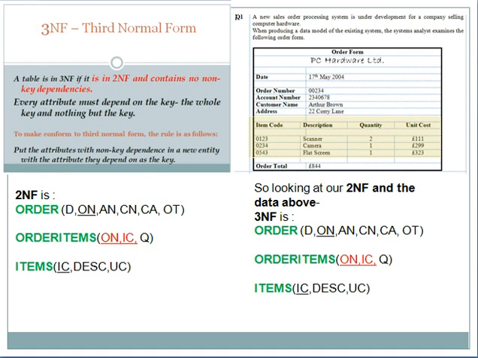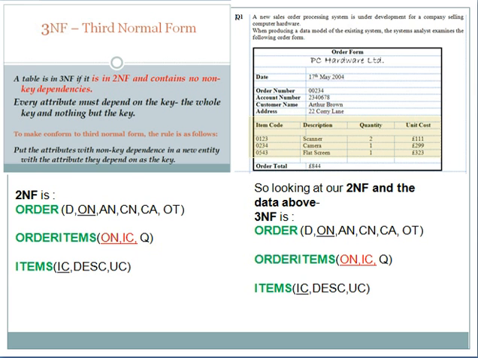But if I look at the data in more detail, is there anything that depends on something else? I could see that the account number, the customer name and the customer address depend on only the account number. I shouldn't have to write in the account number, the customer name and the customer address every time this account number purchases something. So I would have to take them out.